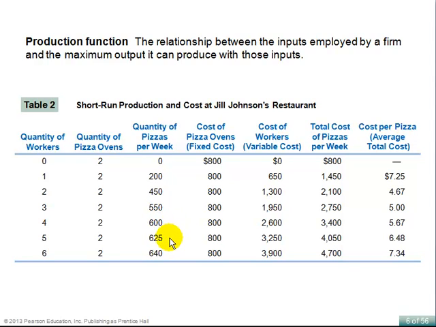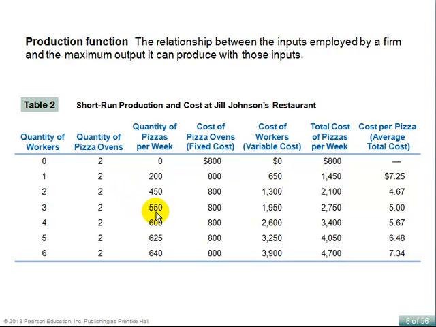The relationship between the inputs employed by a firm and the maximum output it can produce with these inputs is called the firm's production function. This table also shows Jill's costs. We can determine the total cost of producing a given quantity of pizza if we know how many workers and ovens are required to produce that quantity of pizza, and what Jill has to pay for those workers and ovens.